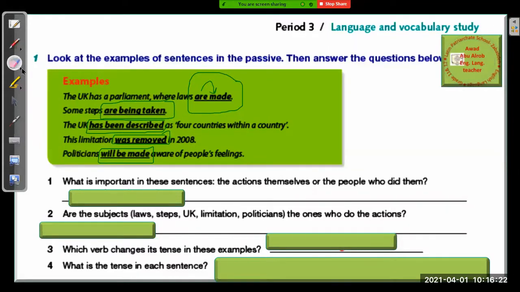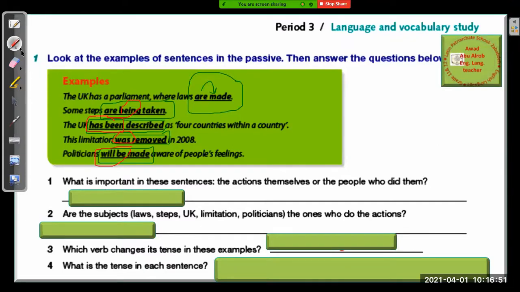Are being taken. So what form of verb is it? Present continuous. Present continuous here, being. Number 3, what's the verb? Which tense? Present perfect. And number 4, past simple. And the last one, future simple.